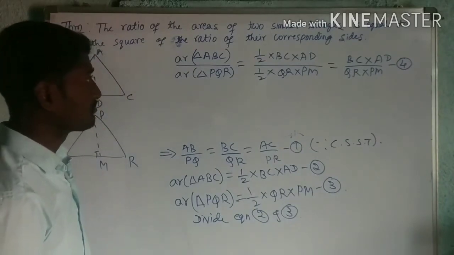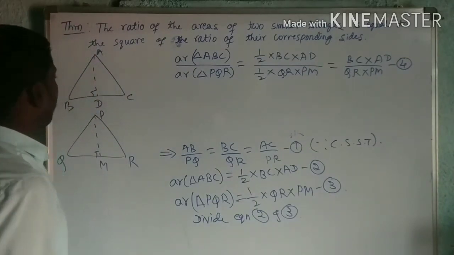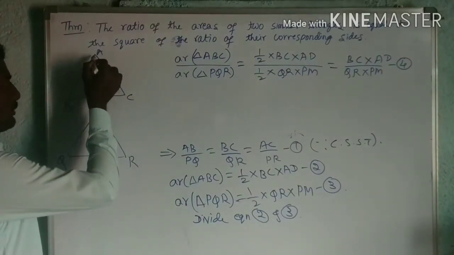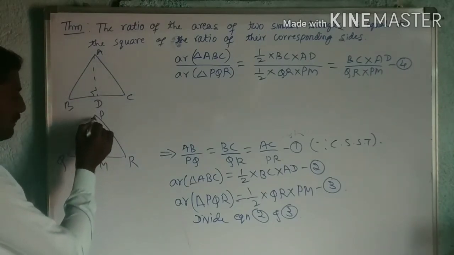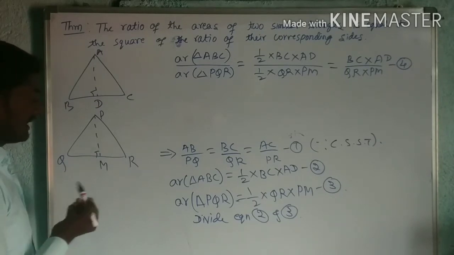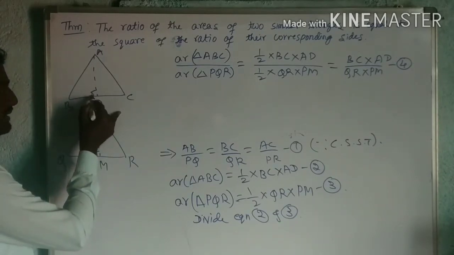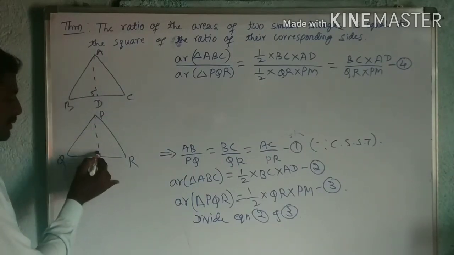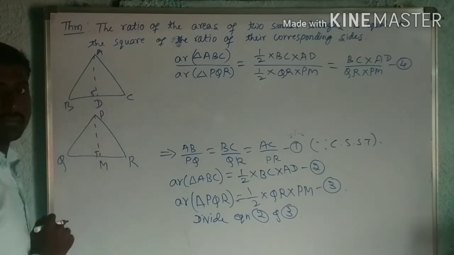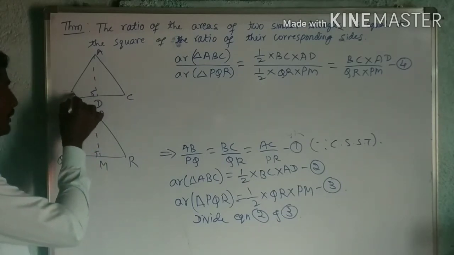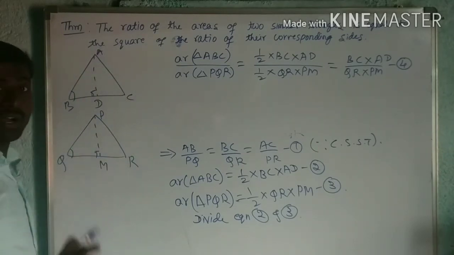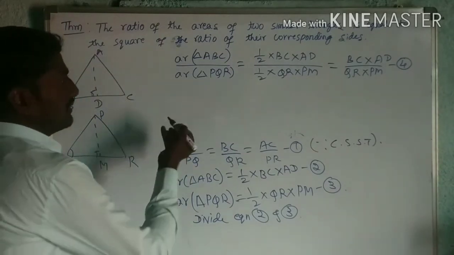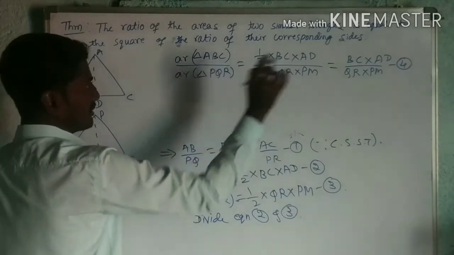Next, can I say these two triangles are similar? Triangle ADB and triangle PMQ. They are similar because here one angle is 90 degrees, here also one angle is 90 degrees, so one angle they are equal. And these two angles are also equal because it is given that triangle ABC is similar to triangle PQR. Now that is equation number 1. That is equation number 4.